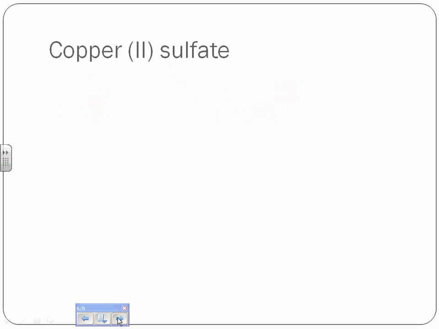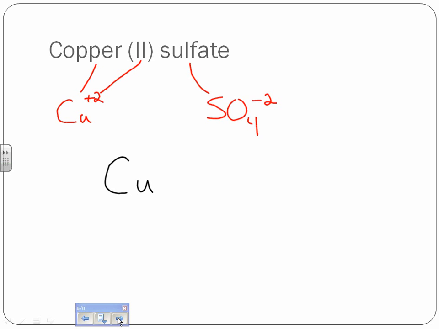How about this one? Copper 2 sulfate. So again, we're going to work through this the same way. So we've got the symbol for copper. This Roman numeral 2 tells us that it's a +2 cation, and sulfate then is SO4 -2 from our common ion sheet. So now we take these two and we put them together, Cu and SO4, +2 and -2.